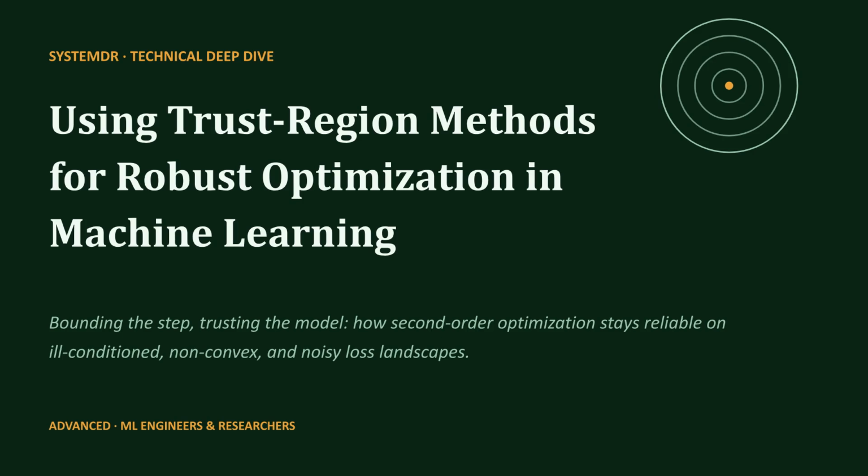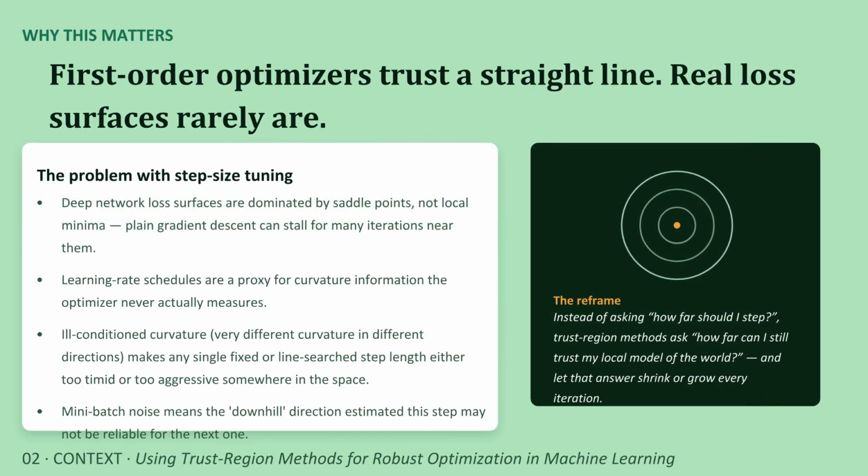Let's start with why this matters. First-order optimizers trust a straight line. Real loss surfaces rarely are. If you've ever hand-tuned a learning rate schedule, warm-up, cosine decay, gradient clipping, you've already felt this problem, even if you didn't name it. Here's what's actually going on underneath.